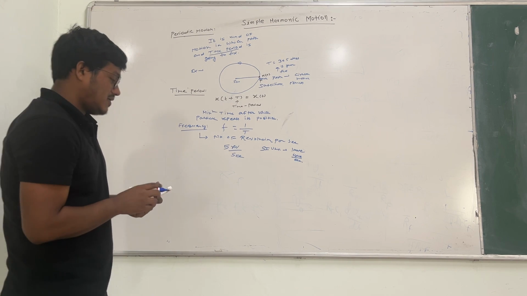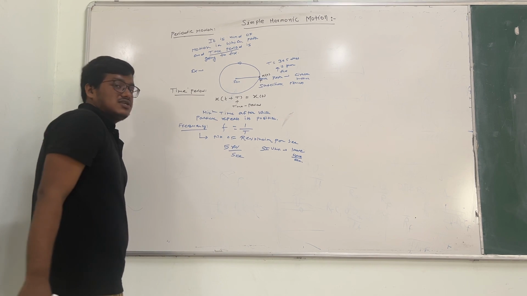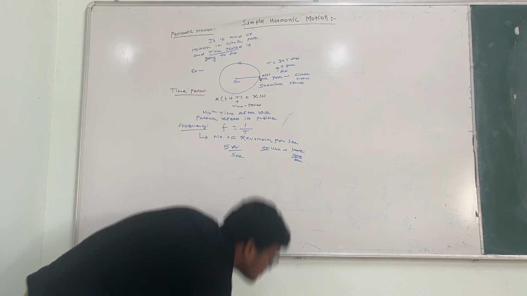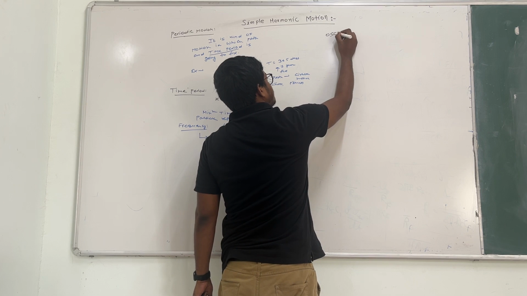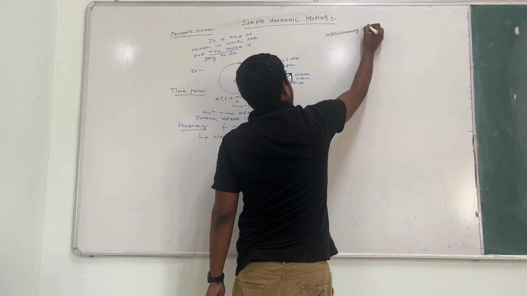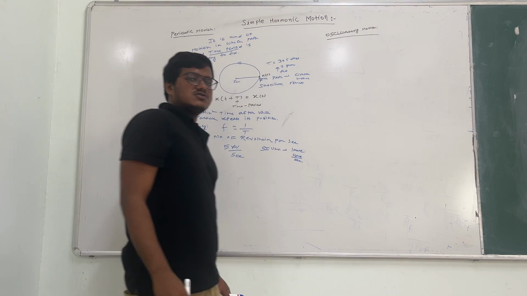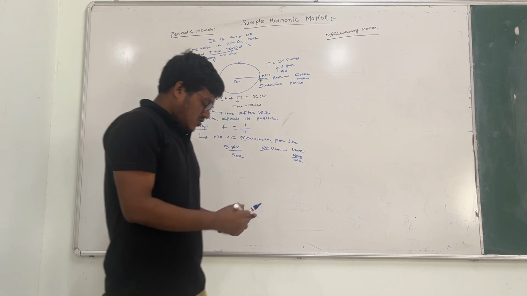Now our main aim is to go to oscillatory motion. What is basically oscillatory motion? Now we are going to deal with oscillatory motion. At first we will understand oscillatory motion. After that we will differentiate between periodic motion and oscillatory motion. So what is oscillatory motion?